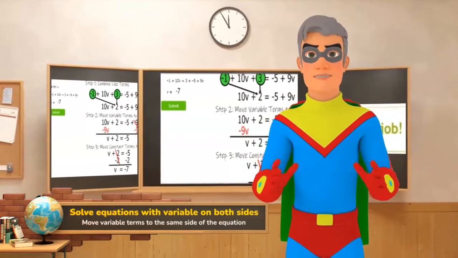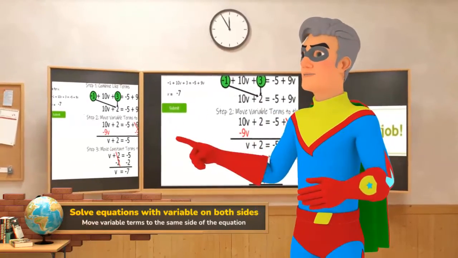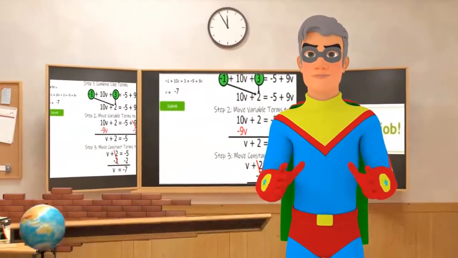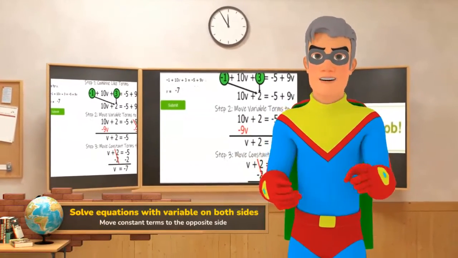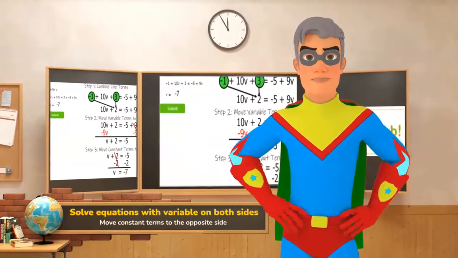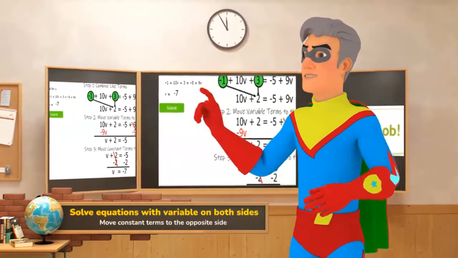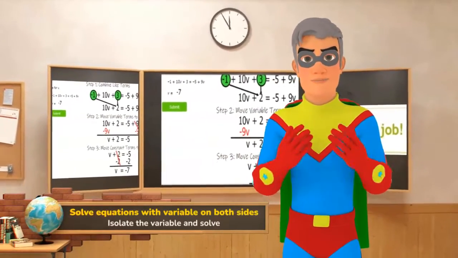In step 2, we'll move the variable terms to the same side of the equation. In this example, we move the variable terms to the left side, so we subtract 9v. As always, what you do to one side, you do to the other, so we subtract 9v from 10v on the left. This leaves us with v plus 2 equals negative 5. Our last step, we move constant terms to the same side, subtract 2 from both sides, and v equals negative 7.